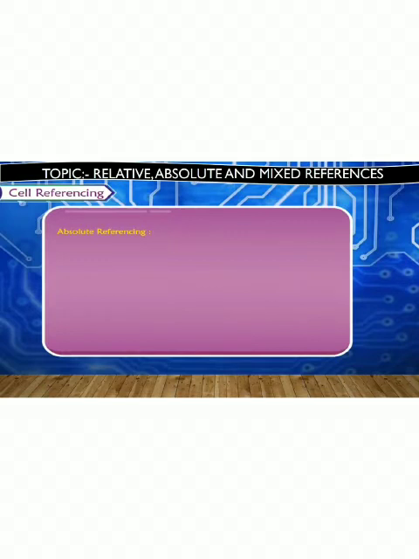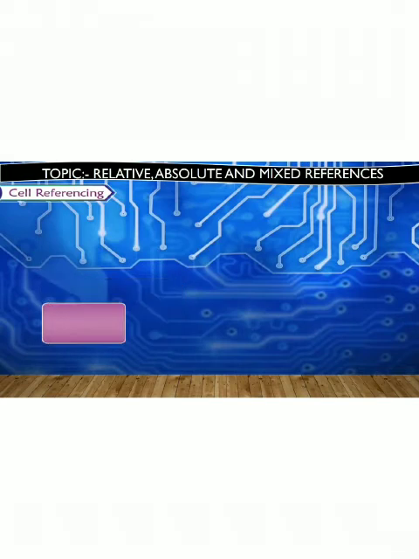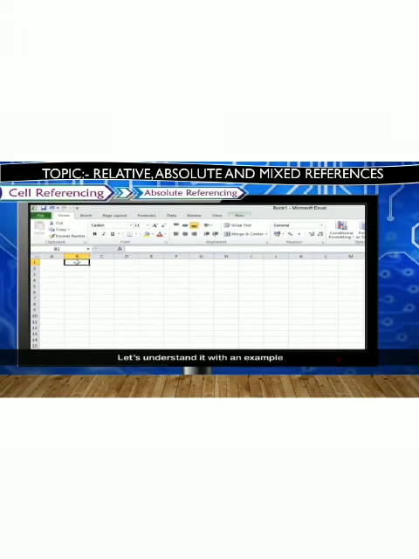Absolute referencing. Absolute referencing is needed when we do not want the formula to change when copied from one cell to another. Absolute referencing is done by using the $ sign. Let's understand it with an example. Enter 10 in cell B1. Enter 20 in cell B2. Now we write is equal to $B$1+$B$2. It will display the sum of cells B1 and B2.